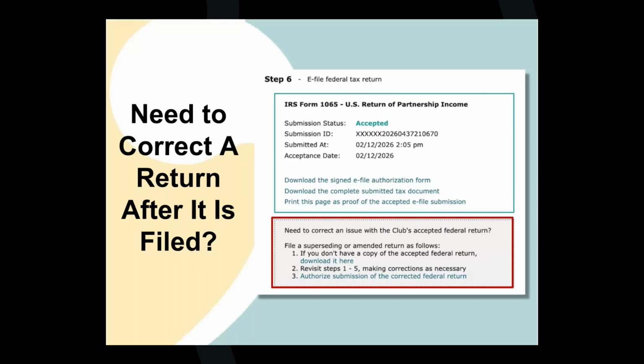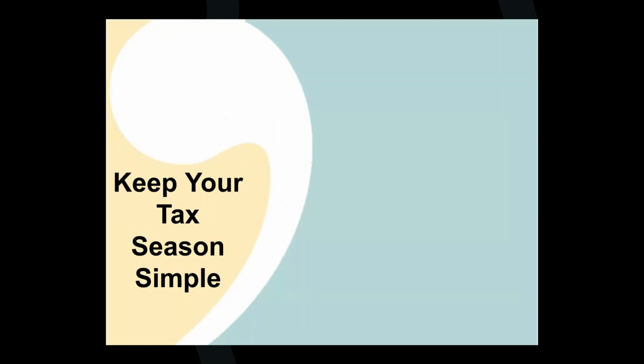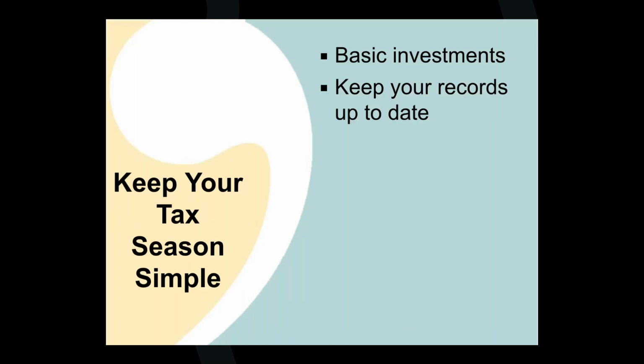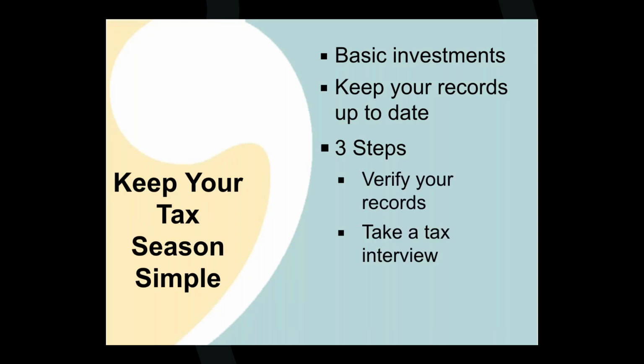In summary, remember to keep your club accounting simple and your tax time peaceful. You can have a great club and comply with IRS regulations without any elaborate accounting knowledge. All you need to do each year is stick with basic investments, publicly traded U.S. corporate stocks. Check your records at least once a month to make sure they're staying correct and up to date. If you do so, preparing your taxes can be done with these simple steps. Verify your records, take a tax interview, print, review, and mail your tax forms, and distribute documents to your members.